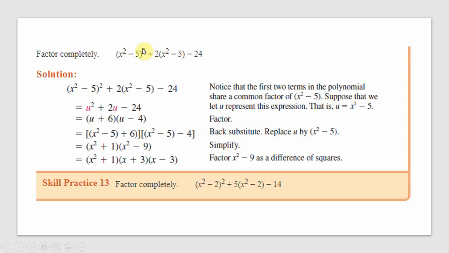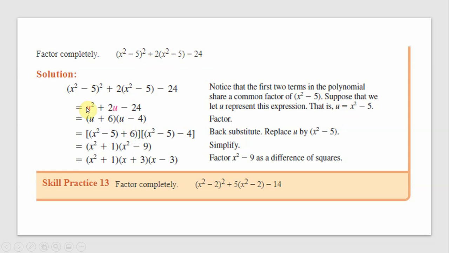Here I've got the quantity x squared minus 5, squared, plus 2 times the quantity x squared minus 5, minus 24. If I look at this, it looks almost like a quadratic. This is called a quadratic form. So I'm going to do a change of variables. What if this was a u? Let u equal x squared minus 5. So this is really u squared plus 2u minus 24.